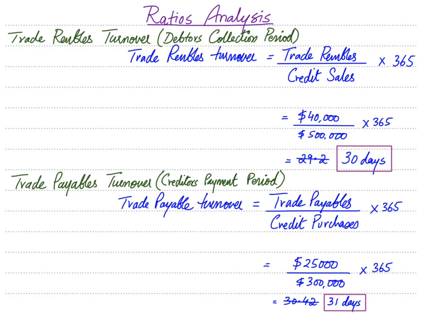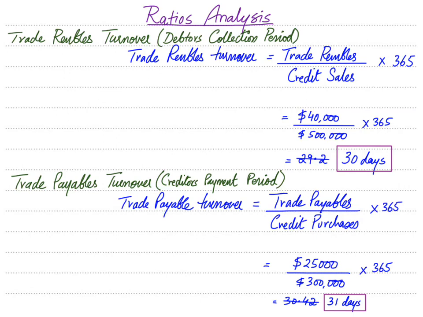So 31 days, my dear friends, means that we are taking on average 31 days to pay our debts to our creditors. Okay, we are paying our creditors on average in 31 days. It means some of the creditors we are paying early, and some of the creditors we are paying late, but on average our payment period is 31 days.